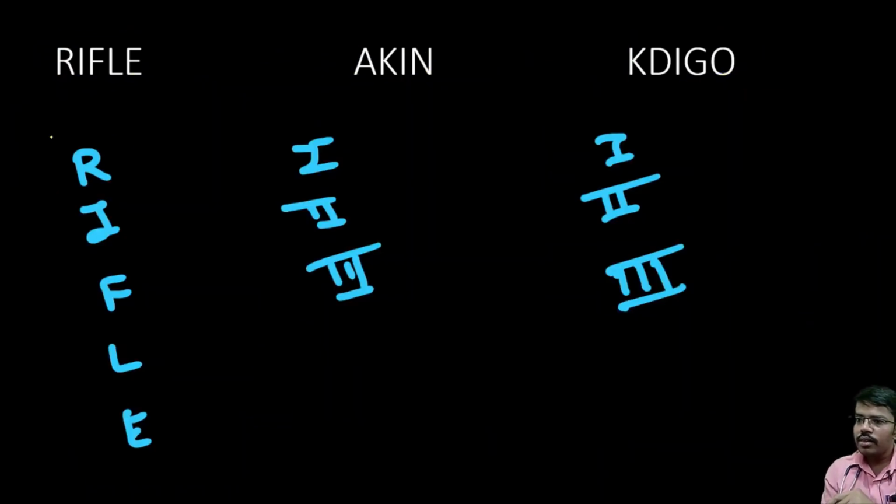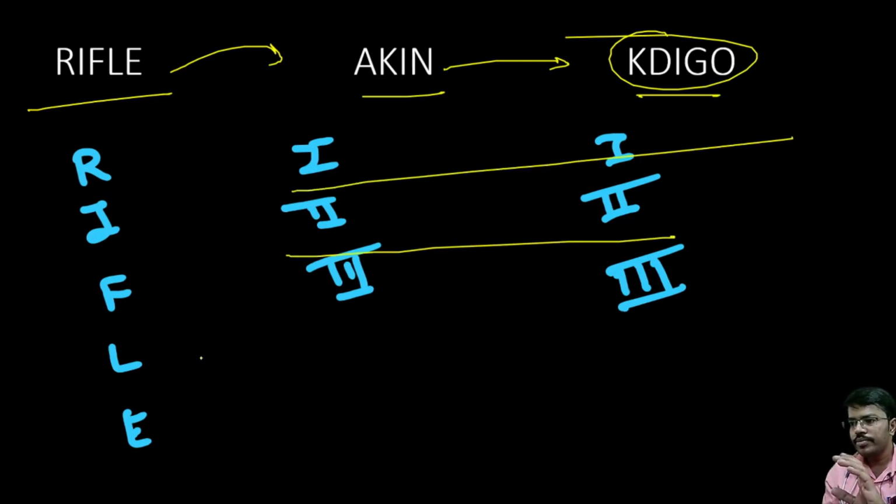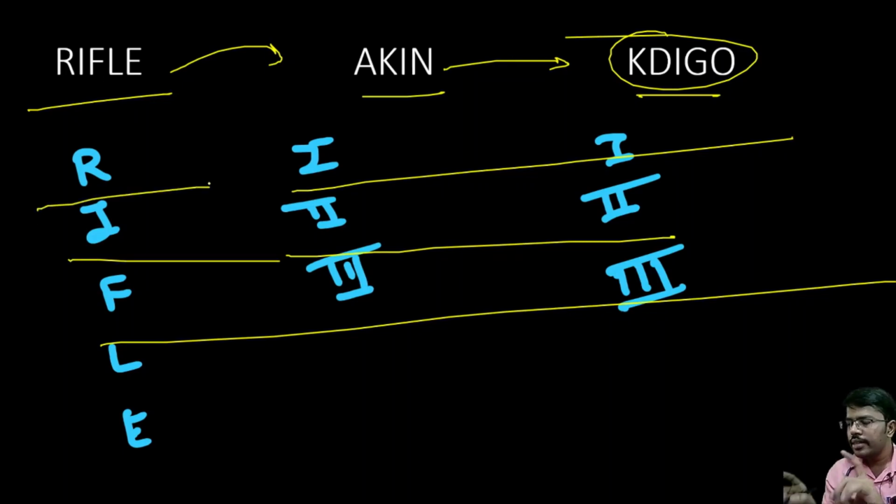So overall, there are 3 classification systems: RIFLE, AKIN and KDIGO. Why do the new changes come? Because of fine refinements. Not going into the details of the fine refinements, I am just saying AKIN and KDIGO. Currently we are following the KDIGO classification, stage 1, 2 and 3. And the urine output criteria is the same for all 3.